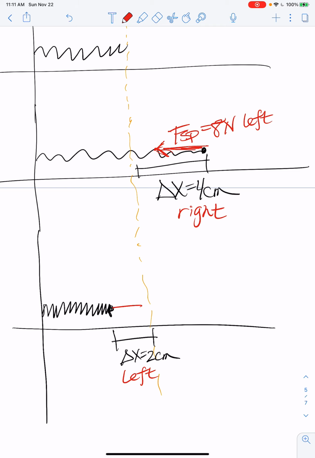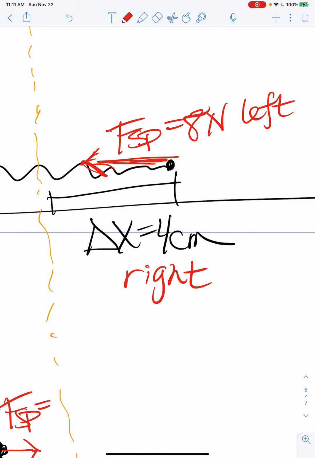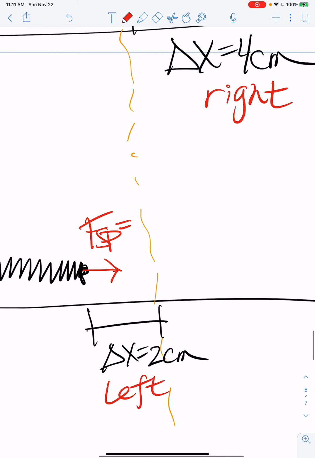I'm actually going to draw this again. Let me get one more chance at that. I'm going to draw it smaller. So we want to know what this force spring is. And because it's proportional, we first stretched to the right by 4 centimeters, but now we're going to compress to the left by half. And if you halve delta x, you halve force spring. So this is going to be half the force spring, but pointed to the right.